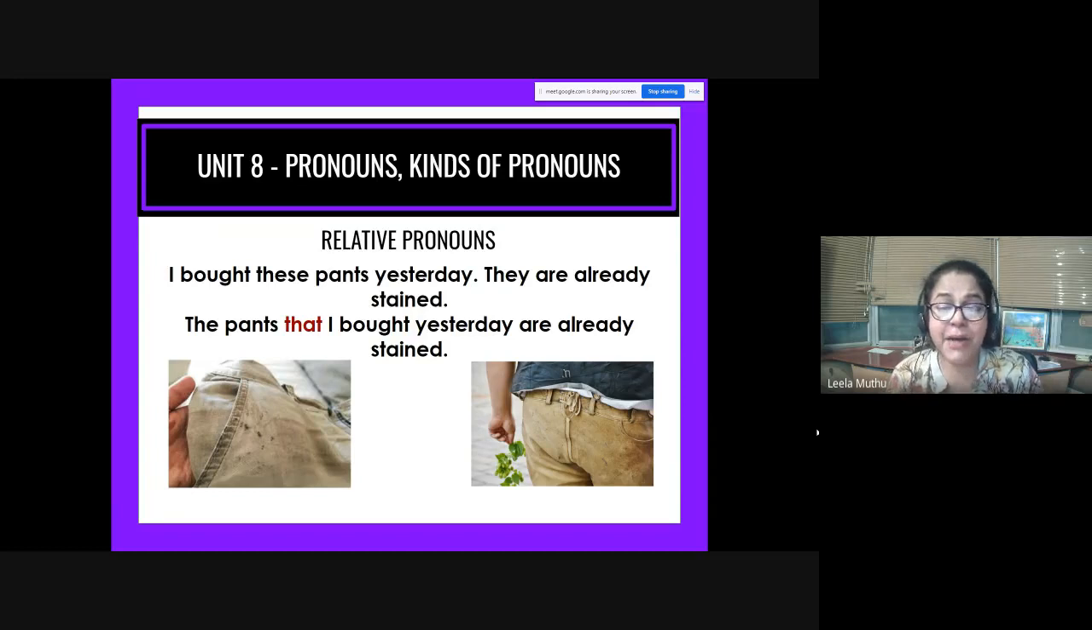Now look at the second half of the sentence. There is a pronoun there, they. But do you see it being repeated in the completed sentence with the relative pronoun? No. So never repeat the pronouns in the second part of the sentence. The sentence sounds completely wrong that way. The pants that I bought yesterday are already stained. They has been removed completely, and you have made it into a complete sentence using a relative pronoun.